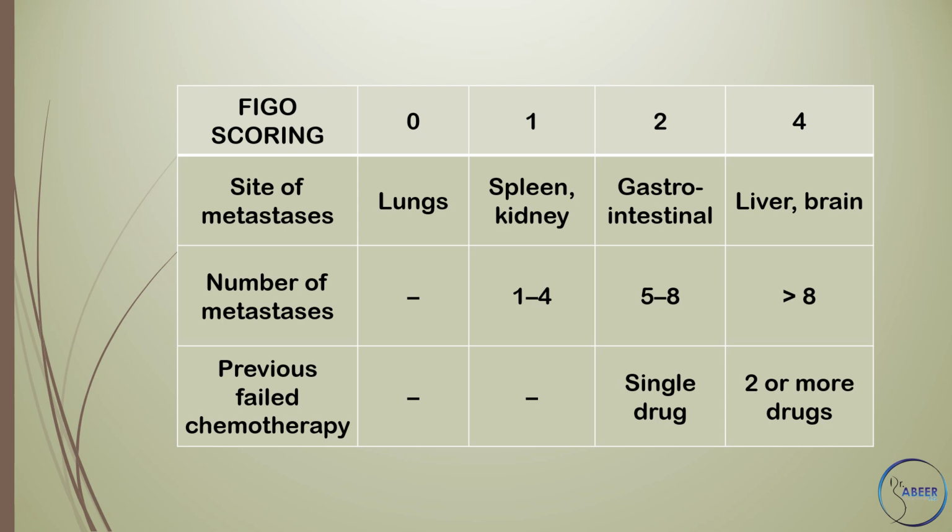Number of metastases: 1 to 4 is a score of 1. 5 to 8 is a score of 2. And more than 8 has a score of 4. Previous failed chemotherapy: single drug, score of 2. And 2 or more drugs has a score of 4.